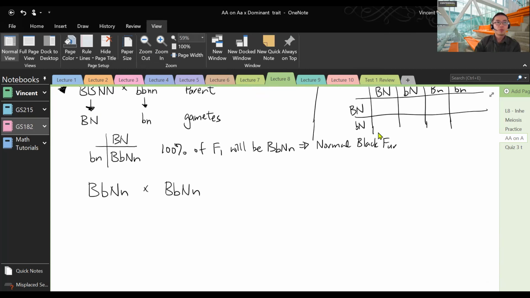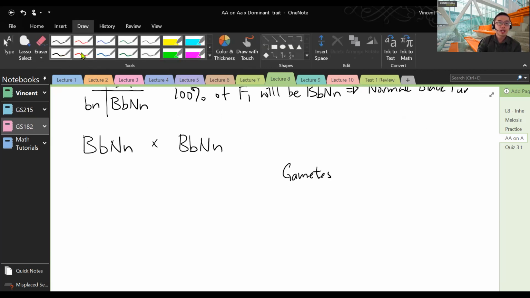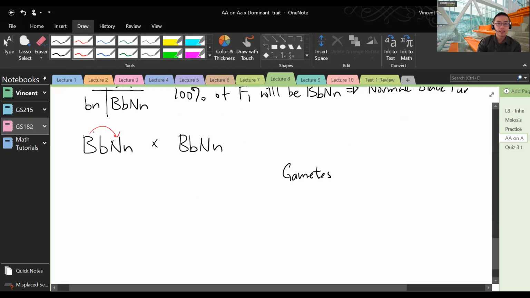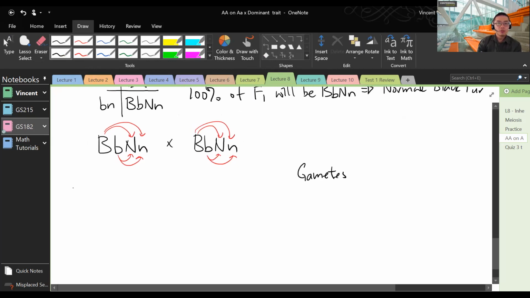Okay, so what is going to happen here? Well, we will also have to write out the gametes, right? And we just try to do the different combinations. We did it earlier: big B, big N; big B, small n; small b, big N; small b, small n. It's kind of like doing polynomials in your math class. So the possible gametes are listed here, and it's the same thing for this one.